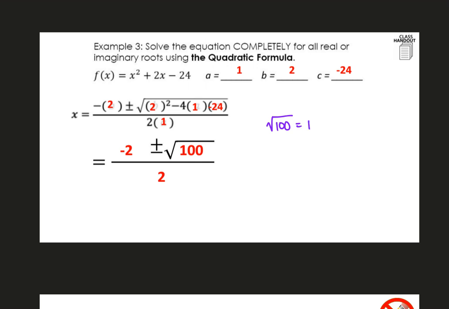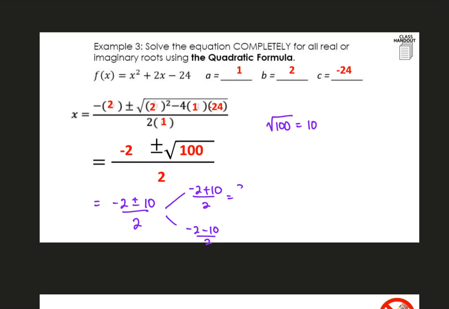The square root of 100 is actually 10. So this is going to simplify to -2 plus or minus 10 over 2. At this point, we can break it apart into two different expressions: -2 plus 10 over 2, and -2 minus 10 over 2. Since these are all integers, we can go ahead and add them and simplify.